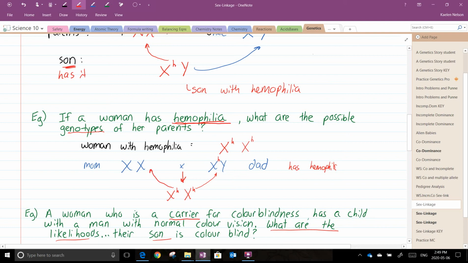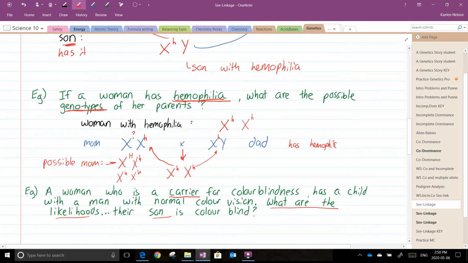Now this gene from mom actually could be either. It does not tell us that the mother is normal, it says the woman has hemophilia. What are the possible genotypes of the parents? It doesn't tell us if our parent is normal. So our possible genotypes for mom are X big H, X little h, or she could be X little h, X little h and actually have hemophilia. So both of these are correct.